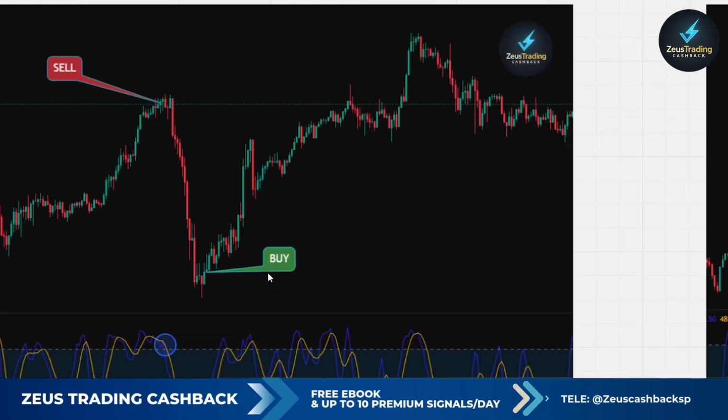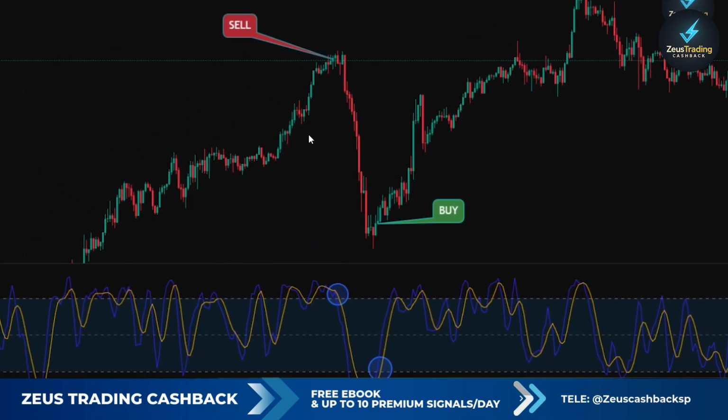The most basic use of stochastic is the crossover. When %K crosses above %D at lower levels, traders see it as a buy signal. When %K drops below %D at higher levels, it becomes a sell signal. In sideways markets, this method works fairly well, often producing accurate short-term trades.